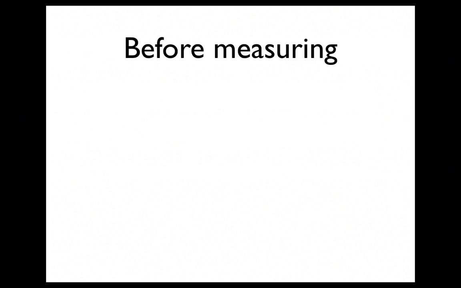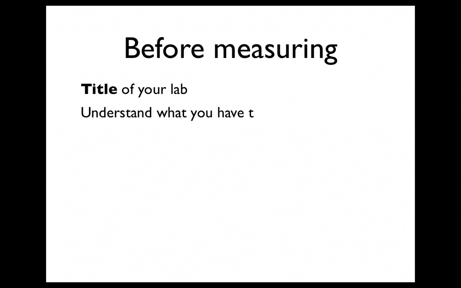First of all, before measuring, you need a title for your lab. The most important thing is to actually know what you have to do. This should be clear from the written purpose of the lab. Write a clear sentence which states the specific purpose of the experiment. Why did you do this experiment? What was the reason for this experiment?